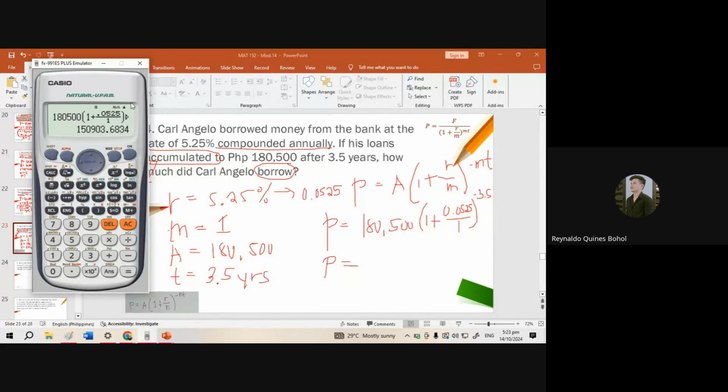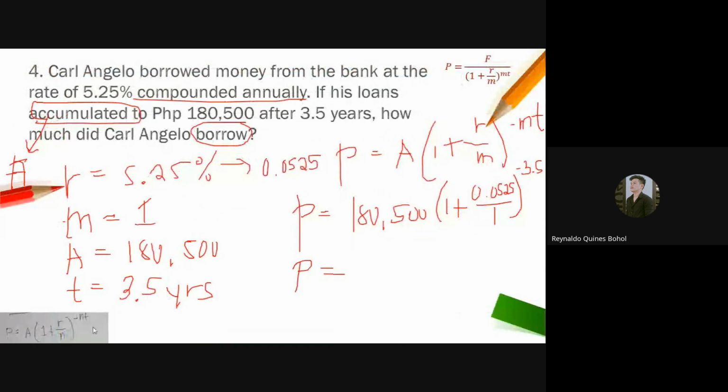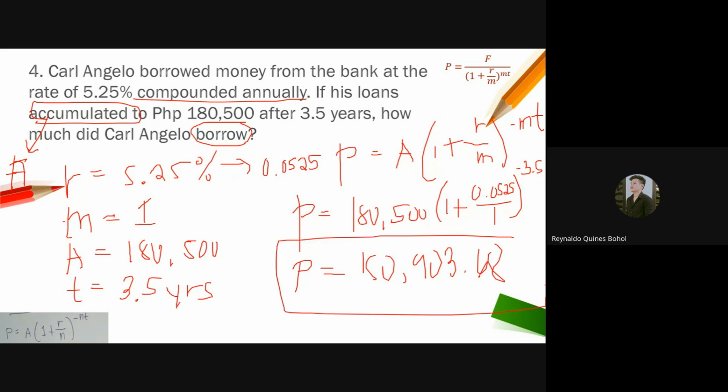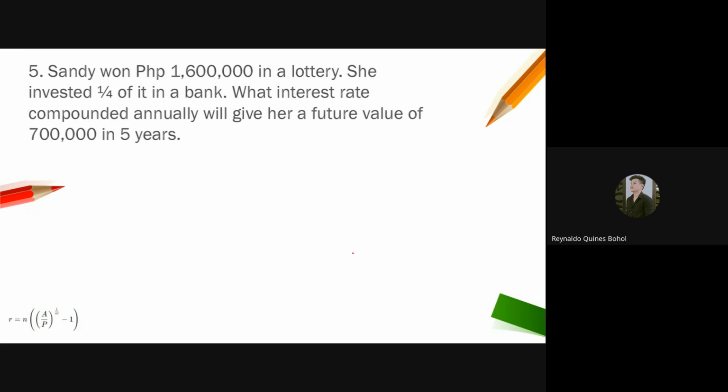150,903.68. So the principal amount is 150,903.68. Okay, this is 150 ha. 903.68. Tama naman, 150 sa to.